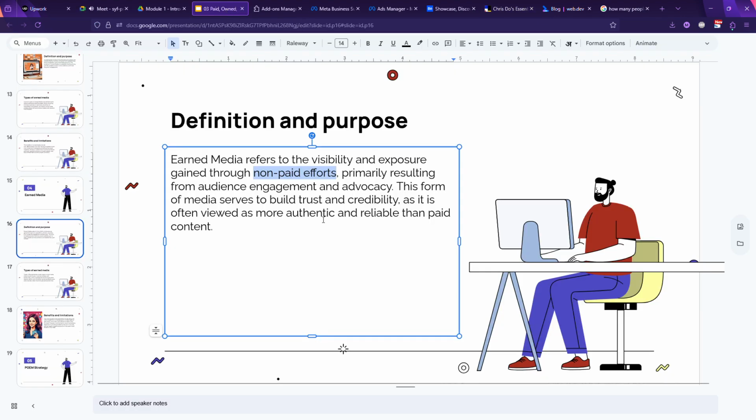For example, in that example of a garment store, people clicking selfies, they are posting that photo on their own social media account, and they are tagging the shop owner, or the brand, the Instagram page of that seller. So that is a form of earned media. Like they have earned it, primarily resulting from audience engagement and advocacy. Like people are tagging them. So this form of media serves to build trust and credibility as it is often viewed as more authentic and reliable than paid media. So it's like the reviews.